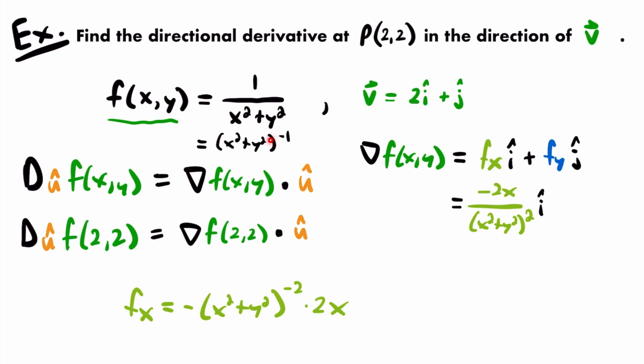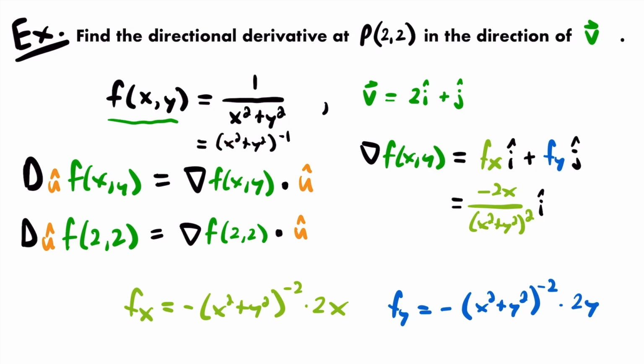We'll take the derivative of this expression in the same way, but the derivative of the inside function will be different. Okay, we still have to take the derivative using the chain rule because y squared is inside that quantity to the power of negative 1. So for fy, you're still going to have negative x squared plus y squared to the power of negative 2, but then you will be multiplying by 2y. That will be the derivative of that inside function.